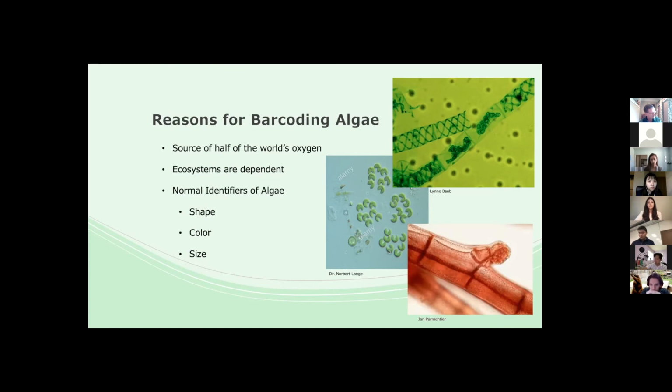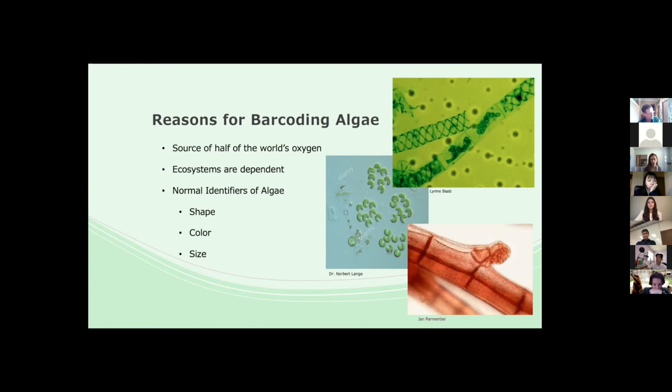The normal identifiers for algae are the way that we identify the different species. So we have shape, color, and size because it varies throughout all of algae. We have the spiral shape, we have these little horseshoe shapes, we have rectangular shapes, and we have many different colors of green, red, yellow, brown, and other colors. Not to mention they all come in different sizes.